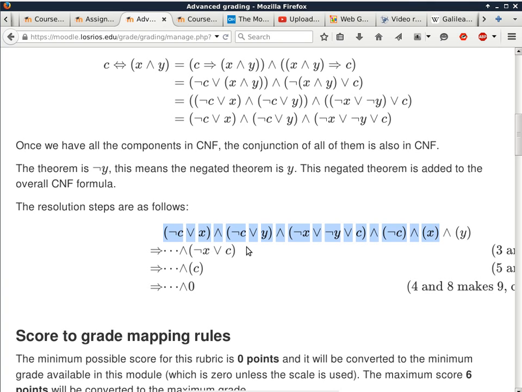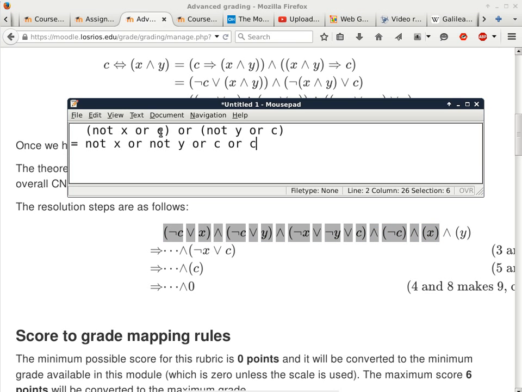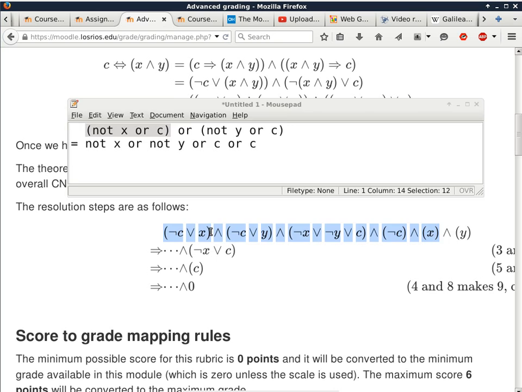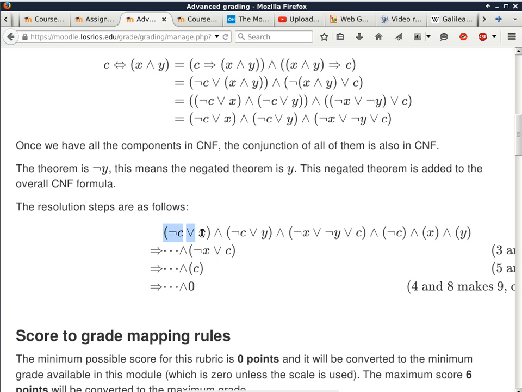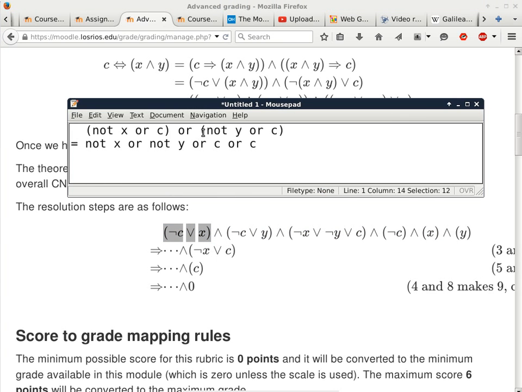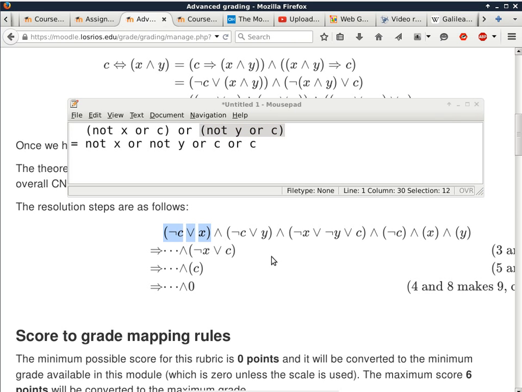Oh, I see what you mean. But it is actually a part of a bigger disjunction. You cannot just take that part out. If you take this part and merge it with this part here, you would still have the other part left, which is not C, not Y or C, and that will cancel out with this one here, but you end up with just true left, which is not a contradiction.